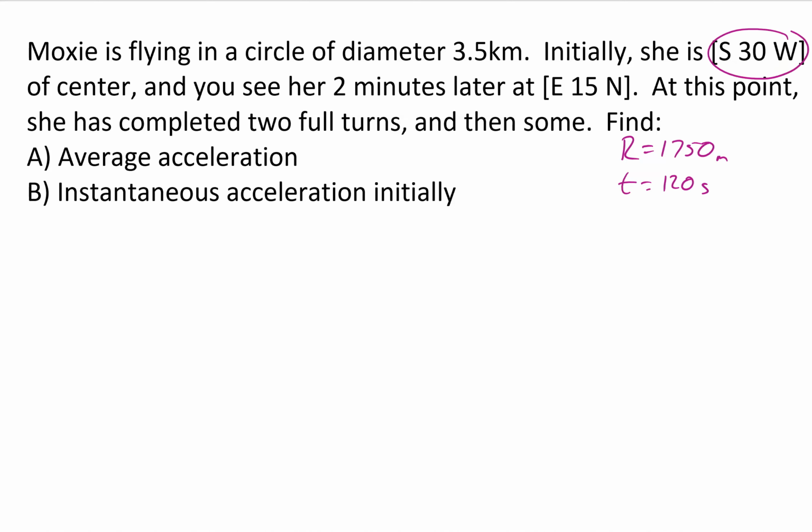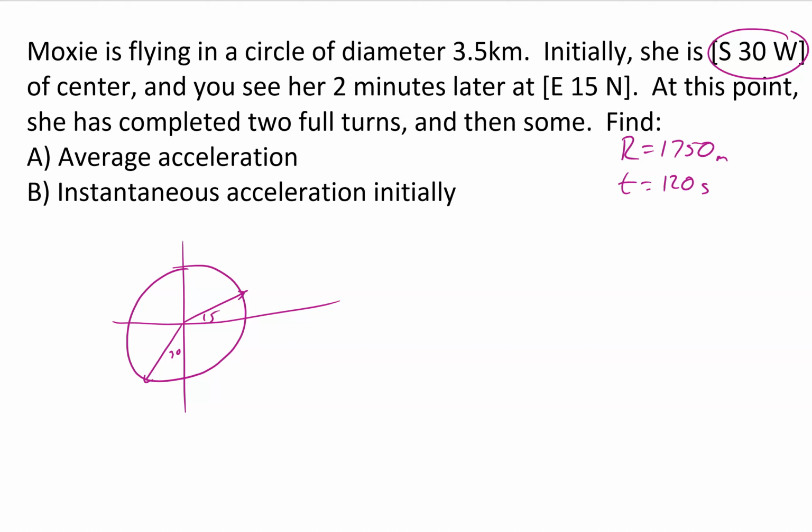Now, if I look at this right here, what is this describing? Well, this is describing her position. So if we draw this out on a circle right here, we'll see that position number 1 is south 30 west, so it's going to look something like that. And then the second position is east 15 north, so something like that.